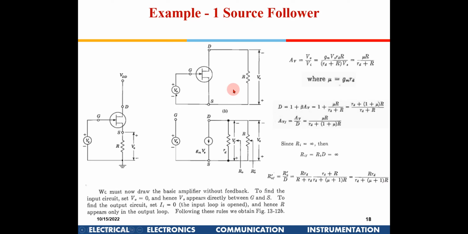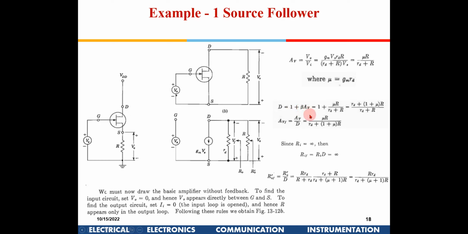So what is D? D is 1 plus beta A. What does D represent, any terminology? D is known as the feedback factor. Beta is known as the feedback ratio, and beta AV is known as the loop gain. I am not very sure.